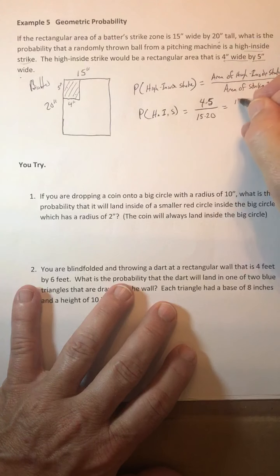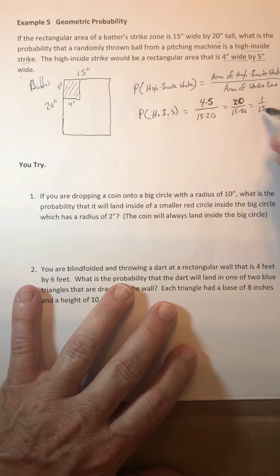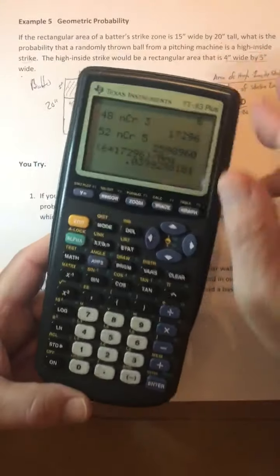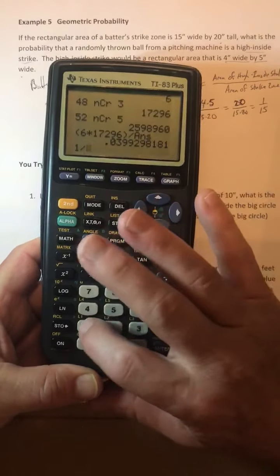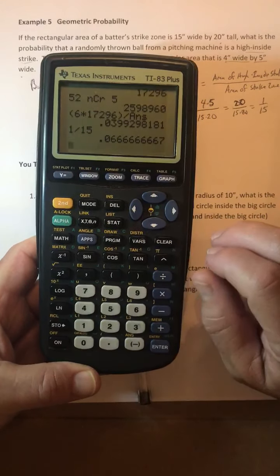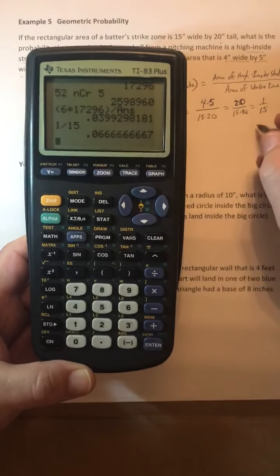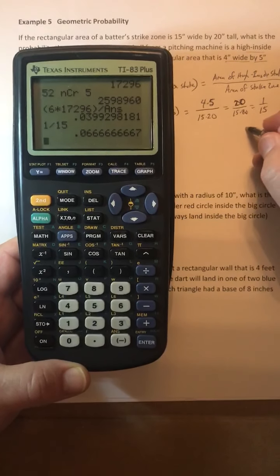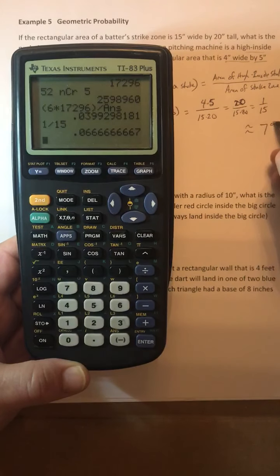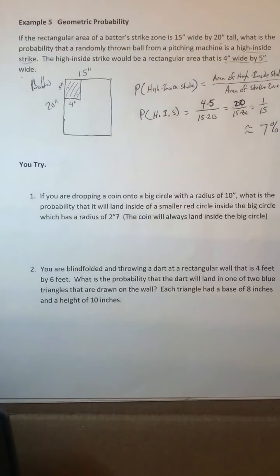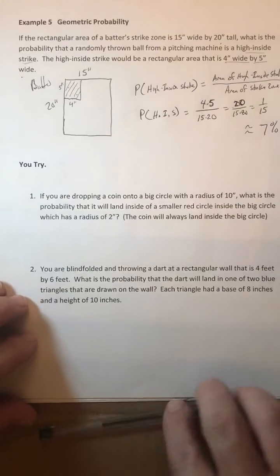We got 4 times 5, which is 20, over 15 times 20. And you'll notice the 20s cancel out. So it's 1 over 15. And again, we can find out what the percentage of that is. 1 divided by 15, and we get 0.06 repeating. So it's going to be approximately 7%. So 7% chance of that happening.